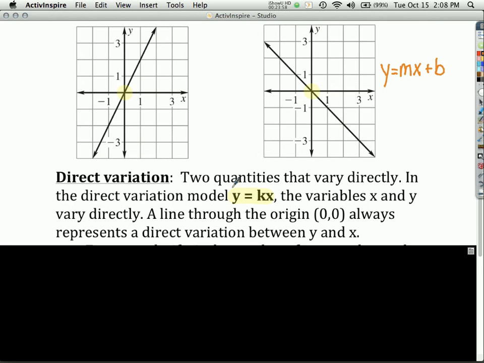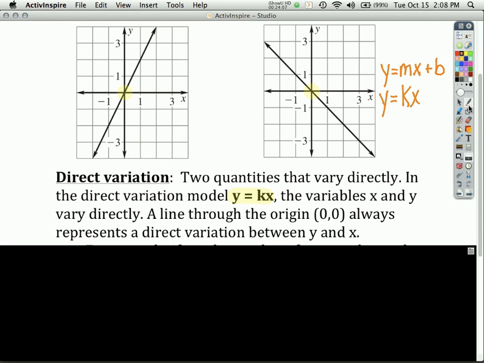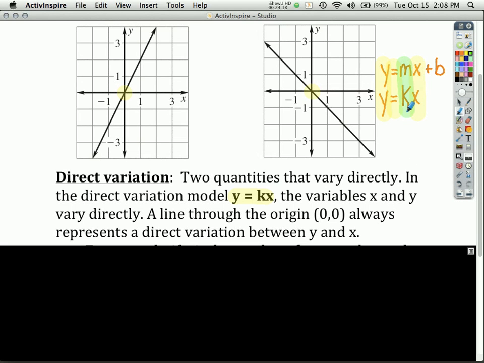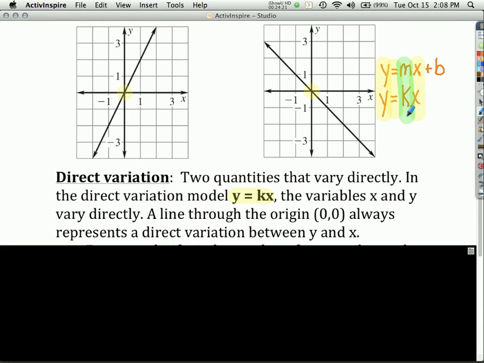So now I'm going to write this model, y equals kx. So now look, we've got y, we've got equals, we've got an x, we've got a letter here. It's a different letter, but it's in the same position. What's the only thing that's really different about the two models? Edgar?